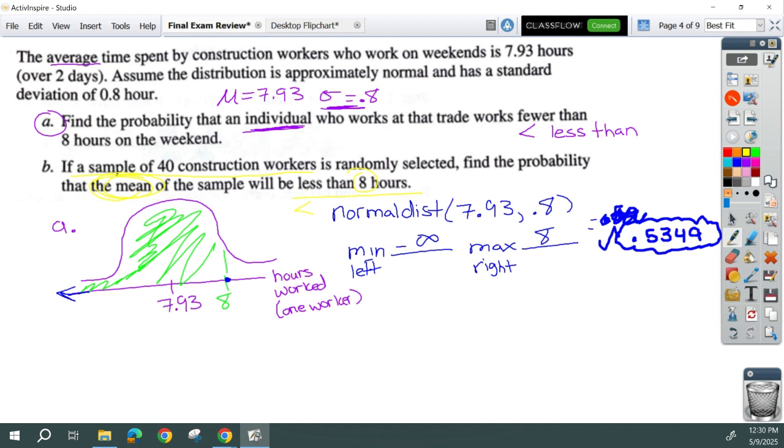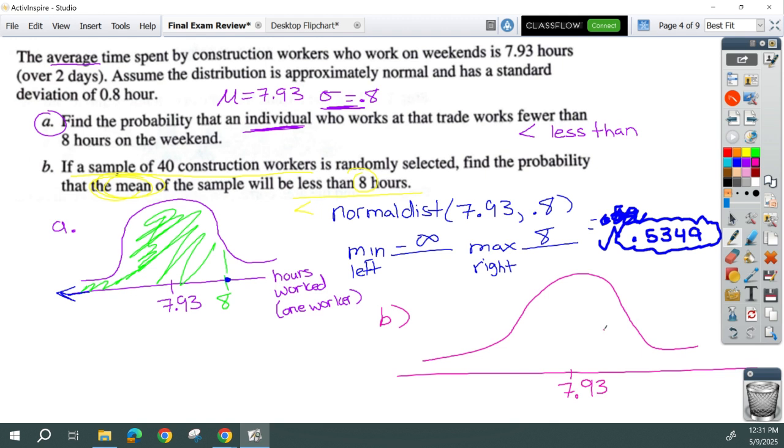We're talking about 40 construction workers. And what's the probability that if we add up all of their time worked on the weekend and divided it by 40, that average number of hours worked is less than 8? So we're not just looking at one person now, we're looking at an average of workers. And so when I draw my picture, it's still going to be a normal model. Again, not beautiful. We still have an average number of hours worked of 7.93.